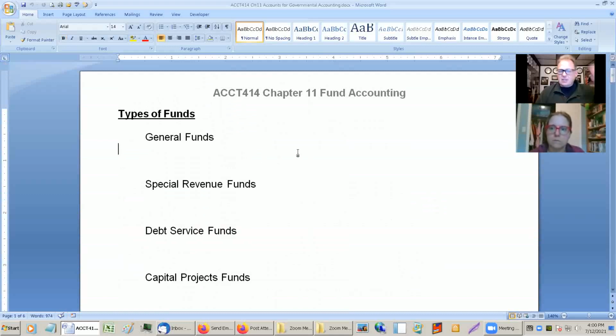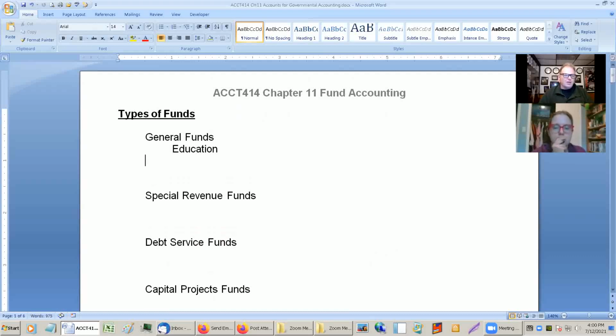Okay, general funds. This is what you normally think of when you think of government stuff. A lot of stuff falls under the general funds. Education. Streets and sanitation.